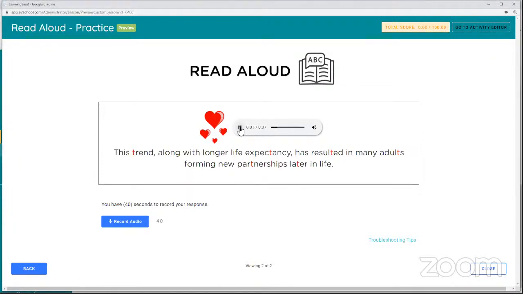This trend, along with longer life expectancy, has resulted in many adults forming new partnerships later in life. This time, read along with Colin. This trend, along with longer life expectancy, has resulted in many adults forming new partnerships later in life. And again. This trend, along with longer life expectancy, has resulted in many adults forming new partnerships later in life.